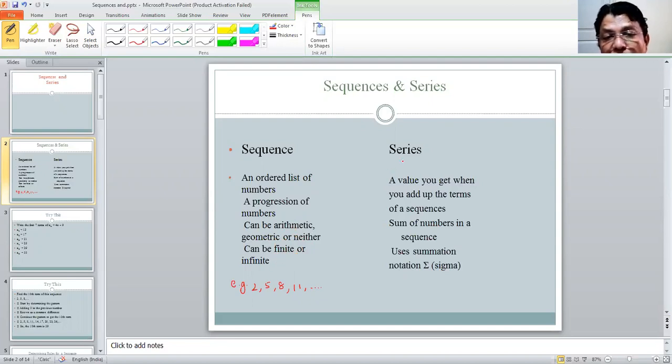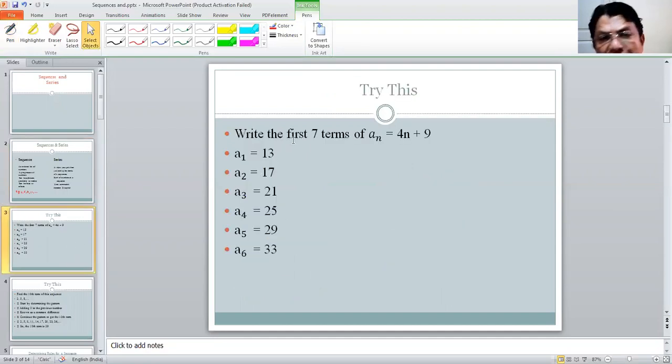Okay, let's understand what a series is. A series is nothing but the value you get when you add up the terms of a sequence. So basically, when you add a sequence, which we are already seeing, we get a series. In other words, the sum of the numbers in a sequence. Whenever we express a series, we use summation notation, that is sigma. Now let's learn certain basics.